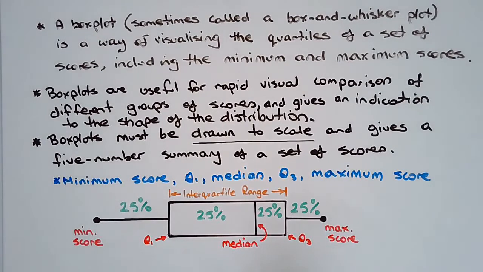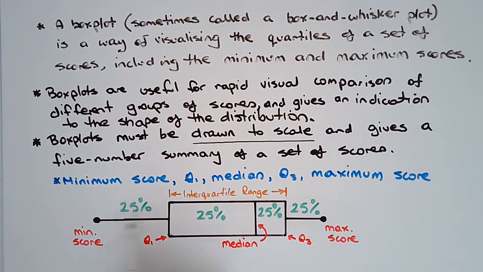Right, so there's the minimum score. These are called whiskers, these little tails that come out of the box itself. Q1 is the start of the box. The median line is the line inside the box that separates the bottom 50% of the data from the top 50%. You know what a median is. That's how it's shown visually on a box and whisker plot. Then you've got Q3, which is the other end of the box, and then you've got the maximum score.